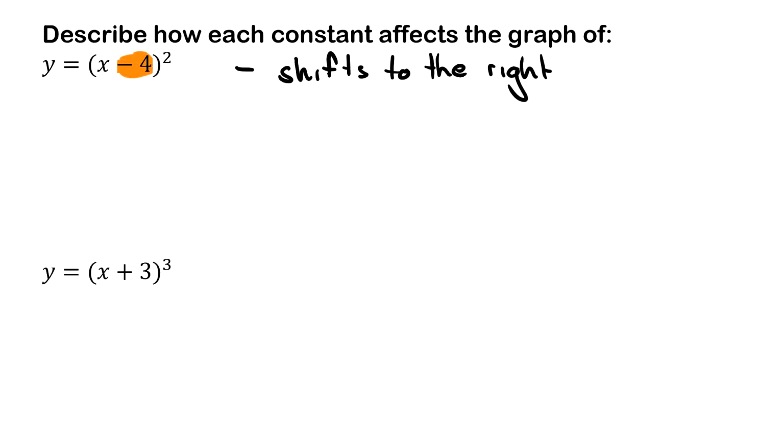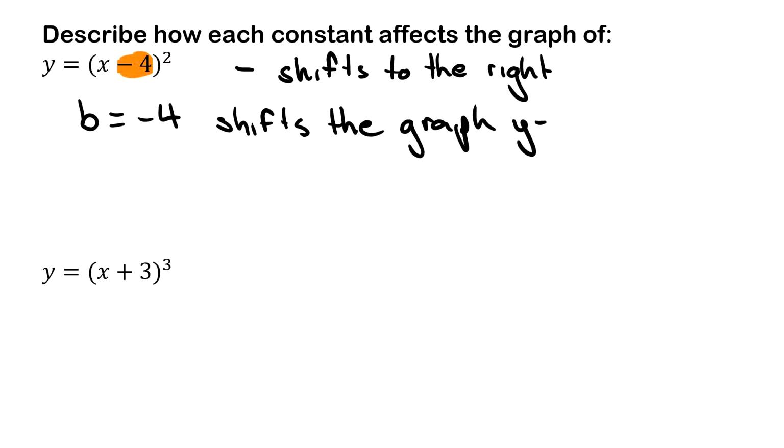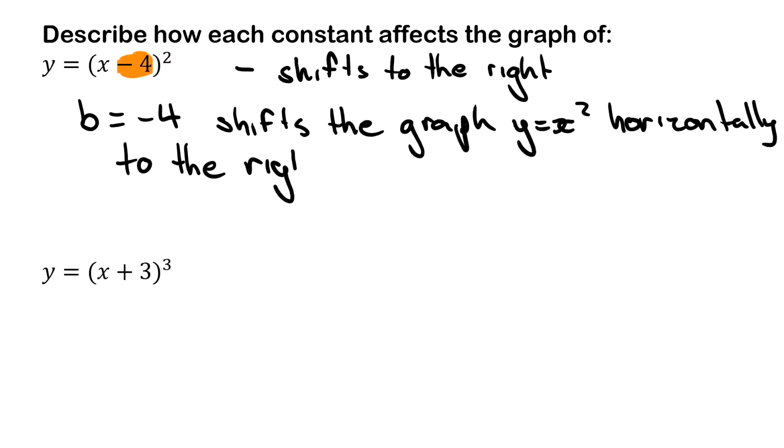So we can conclude that b equals -4 shifts the graph y equals x squared horizontally to the right 4 units.